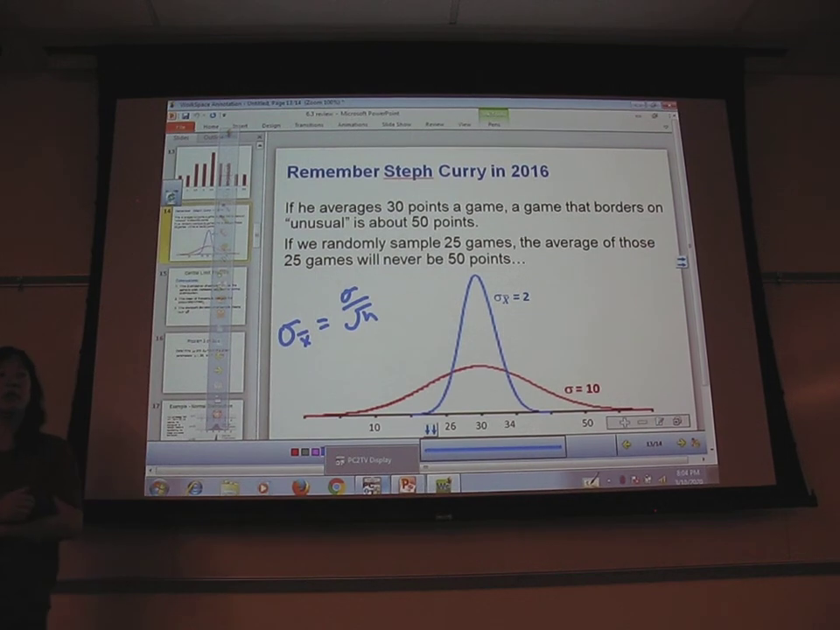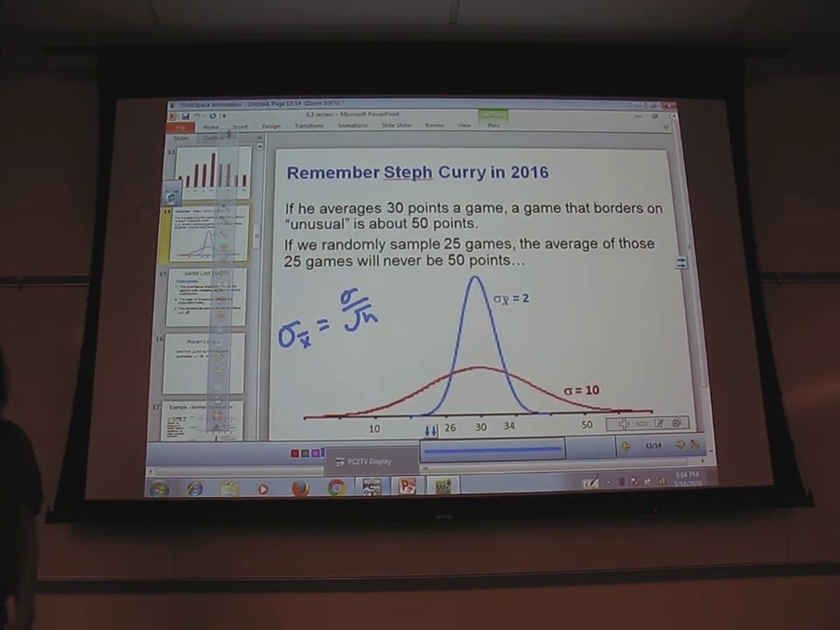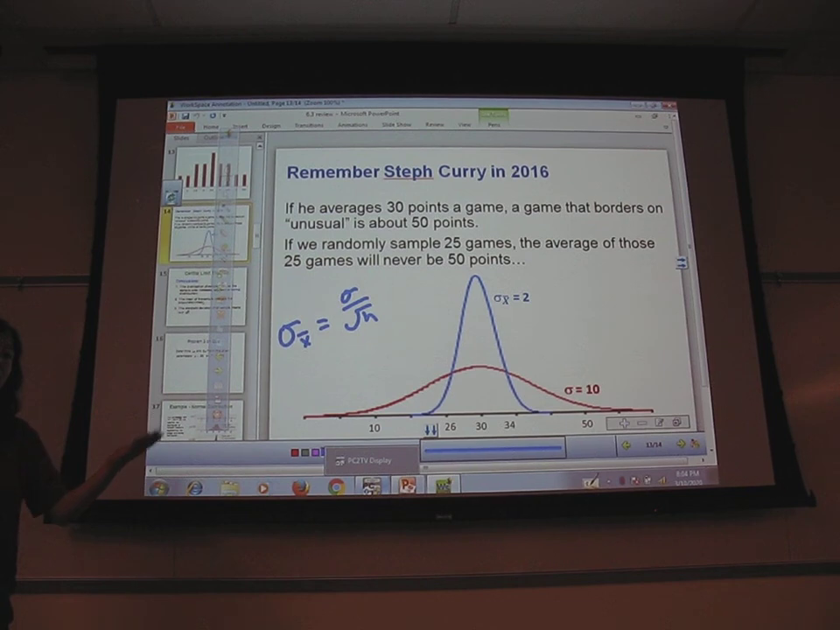Okay. What does the n mean again? N is the number of numbers we have. So n is the number of numbers, the sample size.